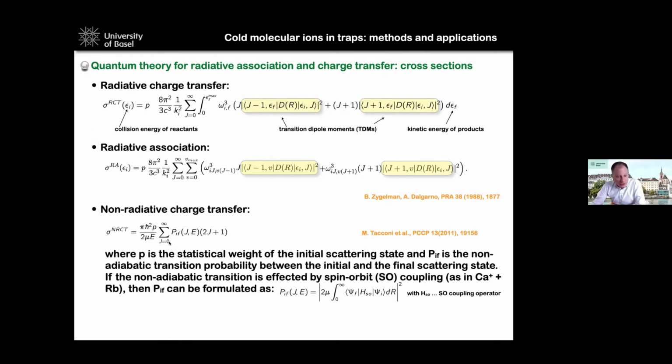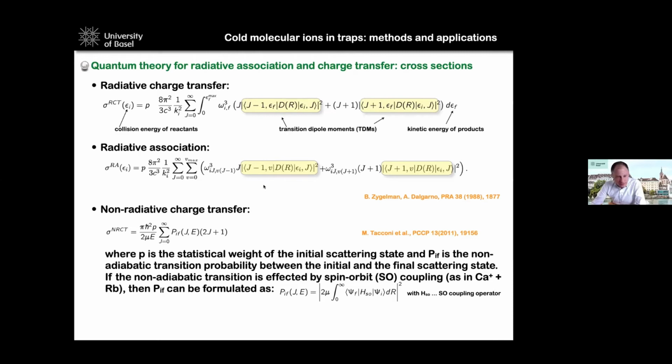And for non-radiative charge transfer, we have an expression, and here the important points are the non-adiabatic transition probabilities, right? That happens at the curve crossings between two molecular states. And at these points, as I've already mentioned, this is where the transition from one curve to the other predominantly happens.